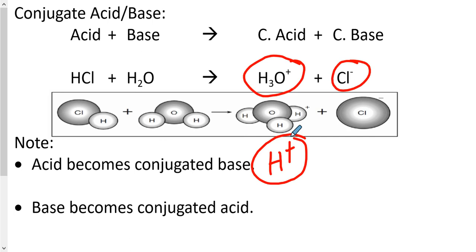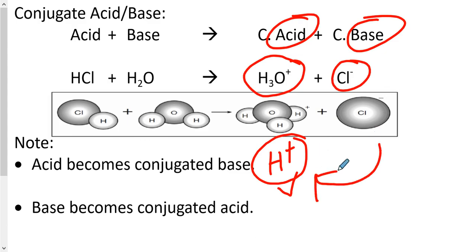So again, what is an acid? An acid is something that can donate an H plus ion, or H3O plus. What is a base? A base is something that can accept the same proton, right?